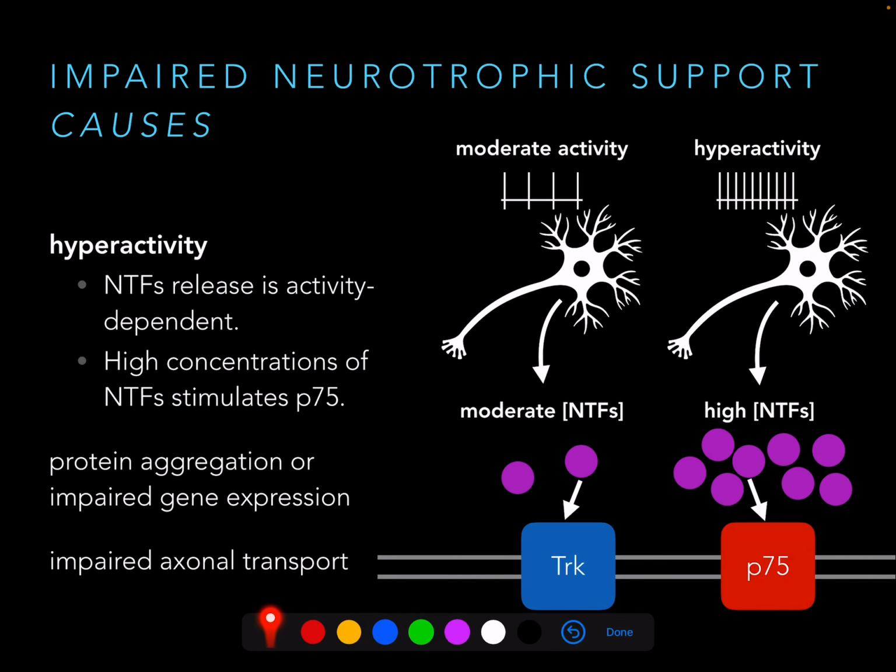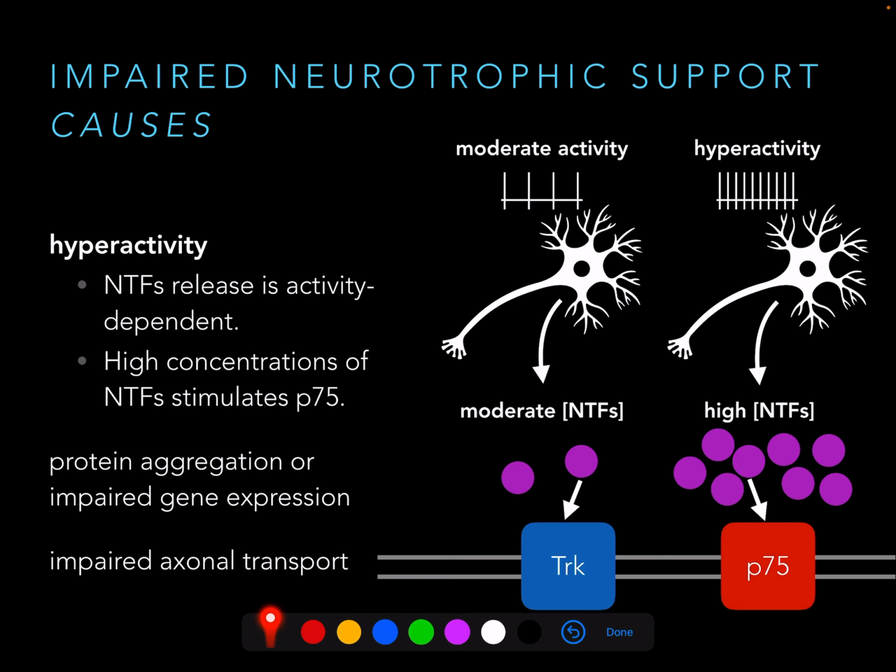Alrighty, what about those neurotrophic factors, right? You need the right amount, not too much, not too little. So what if we have too much? Well, one thing that can cause too much is hyperactive neurons, because here's the deal. Neurons release neurotrophic factors to keep their neighbors alive, and they do it in an activity-dependent manner.